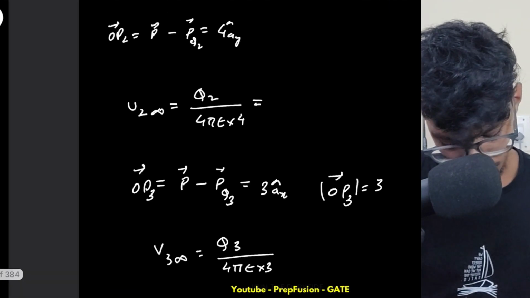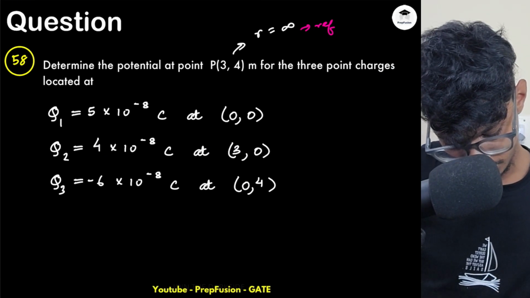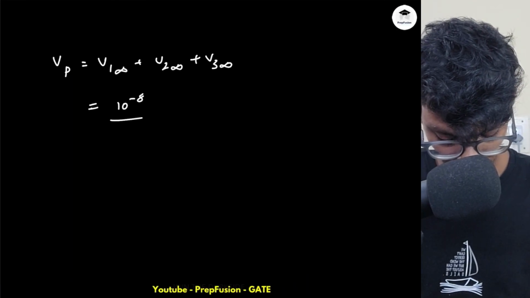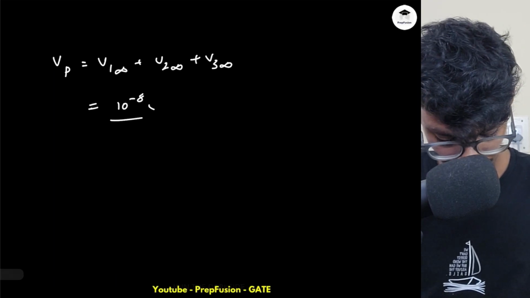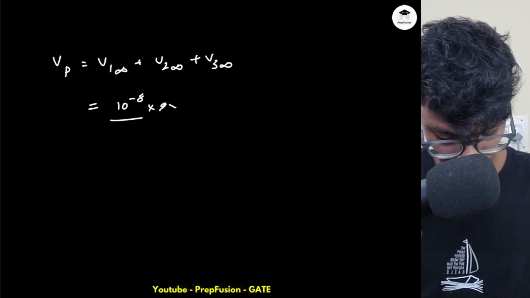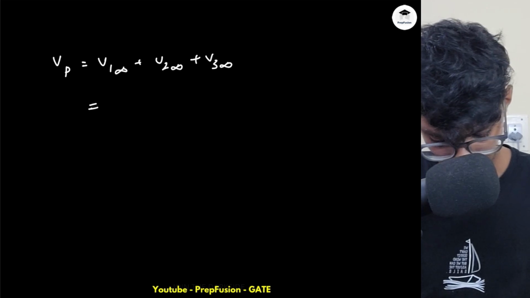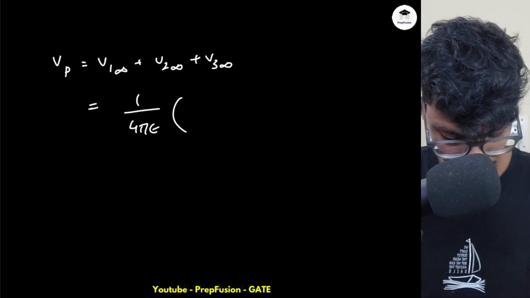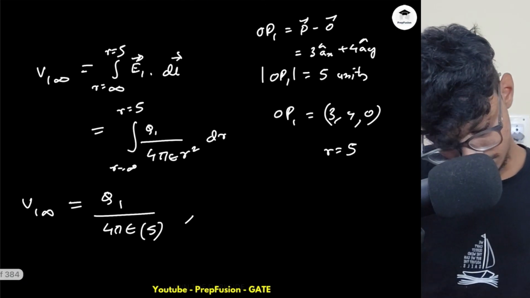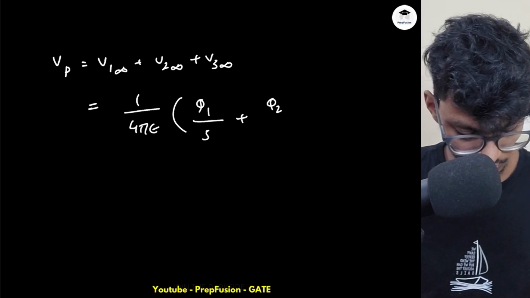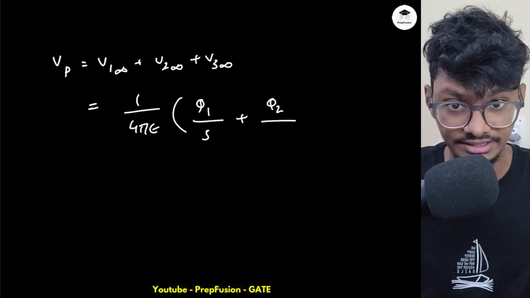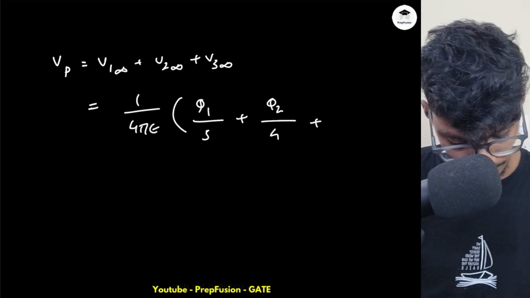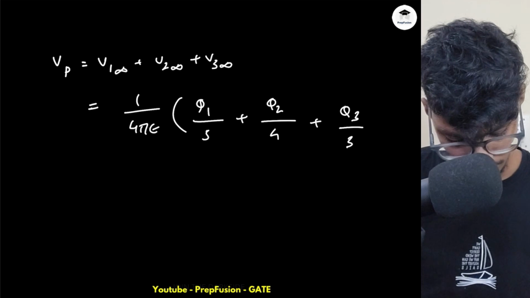So what will happen here? q1, q2, q3 are all in 10 raised to power minus 8. So I can take in common 10 raised to power minus 8 and divide by 4 pi epsilon. 4 pi epsilon I can replace with 9 into 10 raised to power 9. So I will just do this only. What will happen here is 1 by 4 pi epsilon, q1 divided by, this was 5, plus q2 divided by 4, now q2 is with sign, right? You have to place the sign over here, you cannot ignore the sign, that is very important. So q2 divided by 4 plus q3 divided by 3.